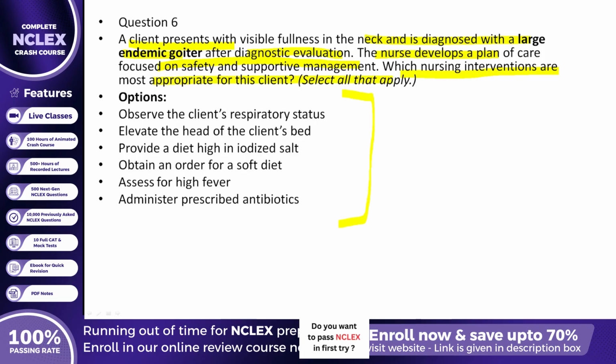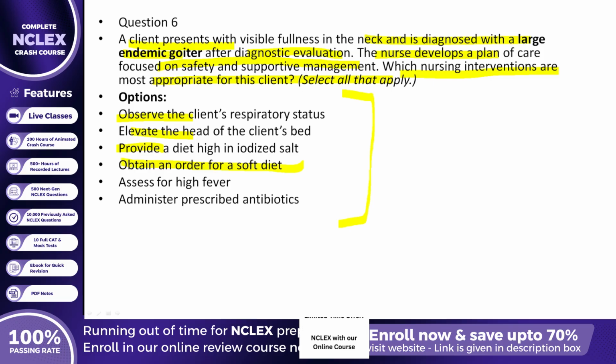Here are the options to consider. Option 1. Observe the client's respiratory status. Option 2. Elevate the head of the client's bed. Option 3. Provide a diet high in iodized salt. Option 4. Obtain an order for a soft diet. Option 5. Assess for high fever. Option 6. Administer prescribed antibiotics. The correct answers are options 1, 2, 3, and 4. Now, let us explore why.